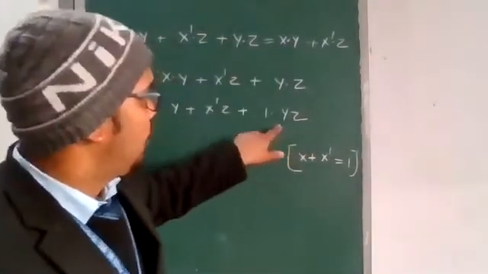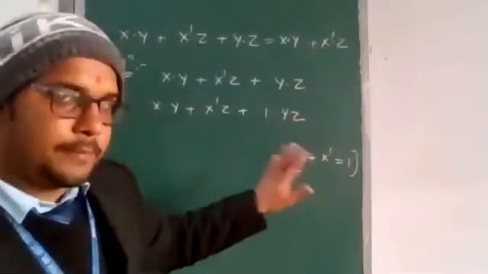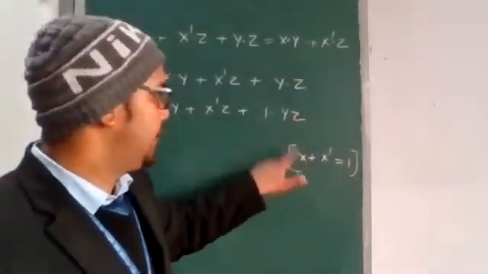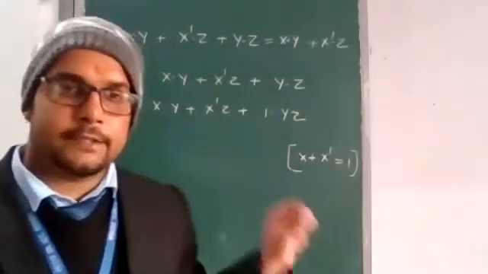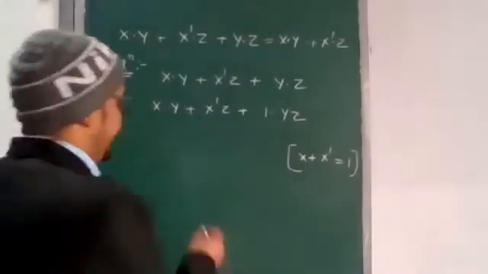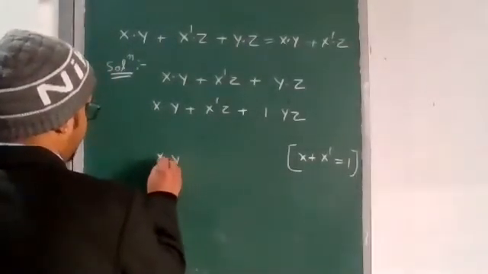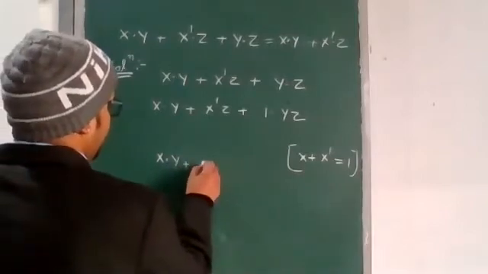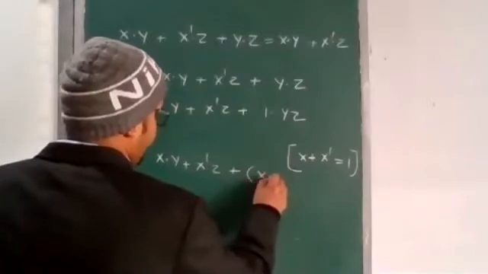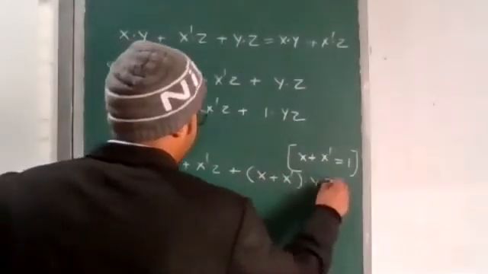But in this, y and z both are present here. One thing is missing, that is called x. So here we have to put x plus x complement as a value of 1. So write this x dot y plus x complement z, then x plus x complement dot yz.